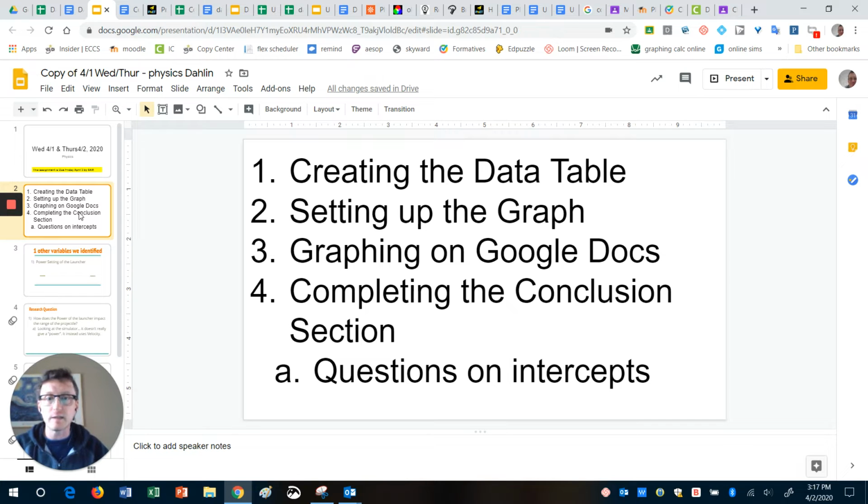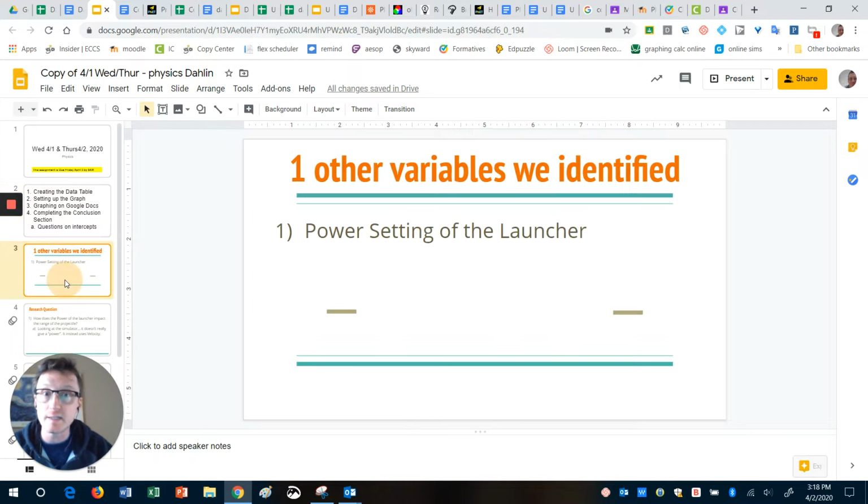And then the last thing, I'm going to show you, a lot of people had questions about the conclusion section, specifically like what does it mean with the X and the Y intercept stuff. So we're going to look at that. Again, look at the description, figure out which of those you actually need help on, and then you can fast forward to those other parts that you don't. Okay? All right, so first thing, how do we know what should go in our data table?